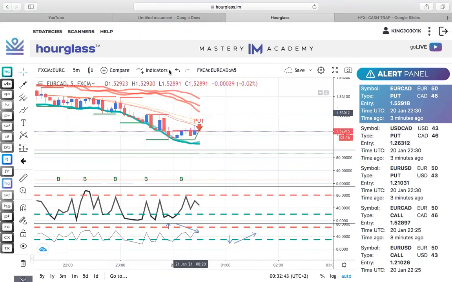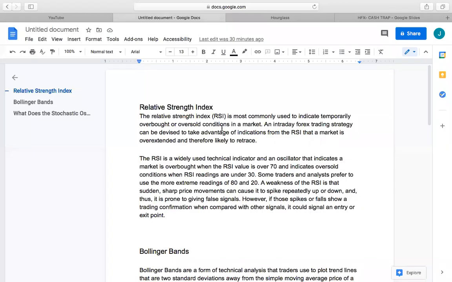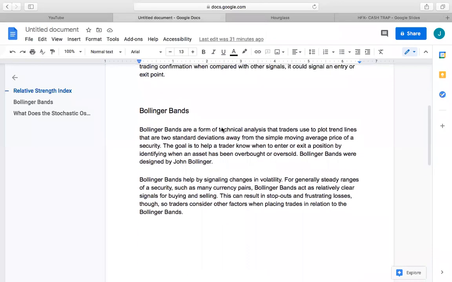Now, let's go read everything else. Now we got the Bollinger Bands. Okay, Bollinger Bands are a form of technical analysis that traders use to plot trend lines. Now, when we talk about trend lines, I went over how to understand the market yesterday. How do we spot a trend line? A trend line is a consistent trend of higher and higher lows and lower highs in the market. Bollinger Bands basically help you indicate that.